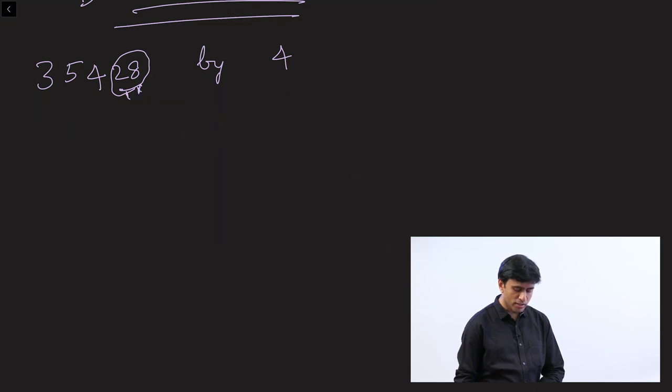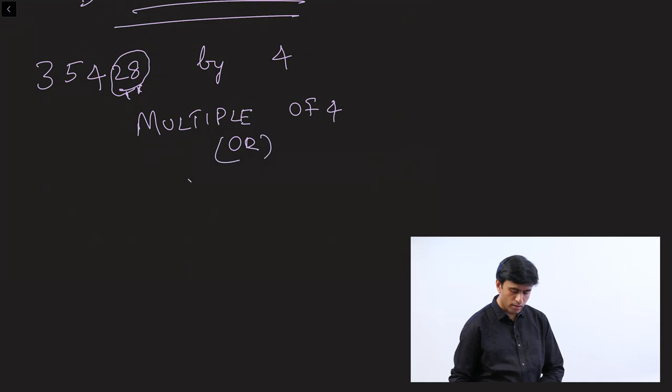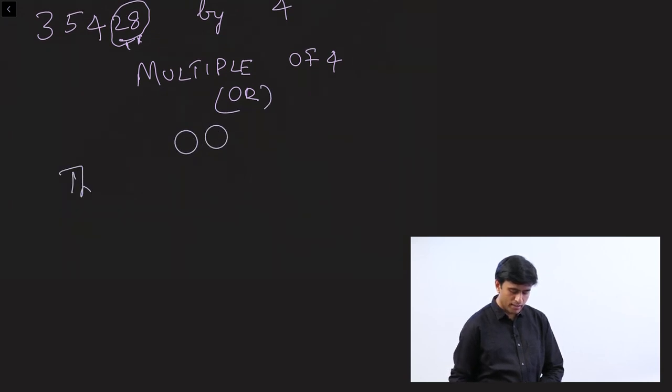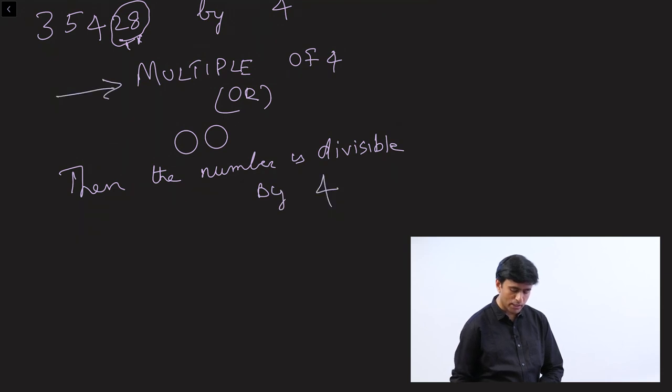If the last 2 digits is a multiple of 4 or 00, then the number is divisible by 4. So you need to look for the last 2 digits and see if it's a multiple of 4 or if the last 2 digits has double zeros.